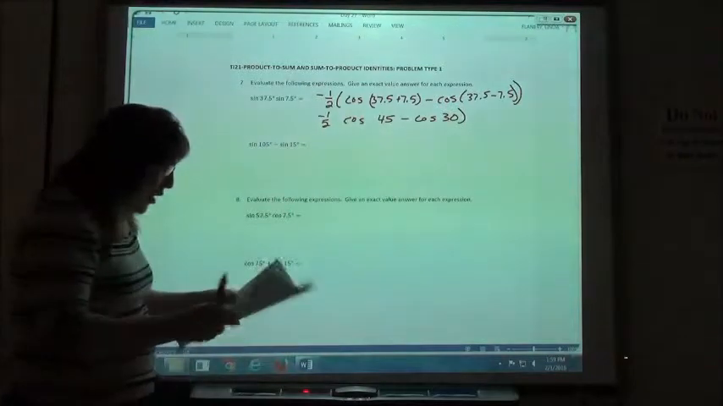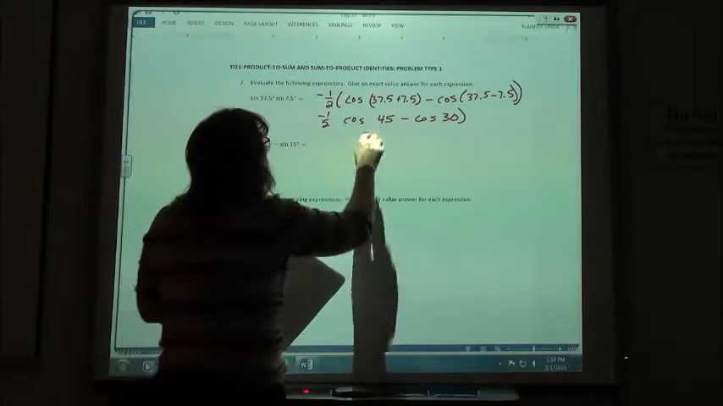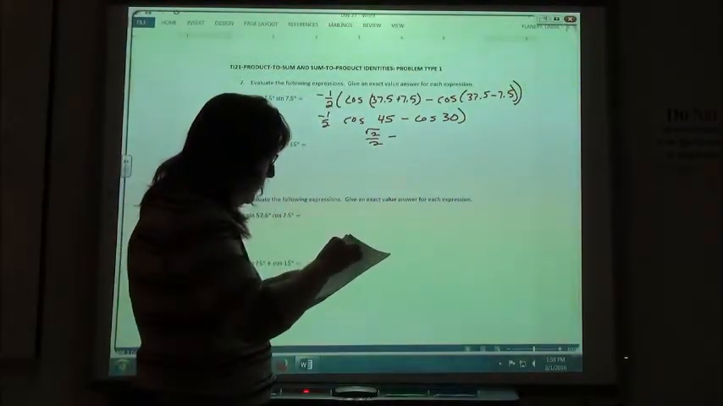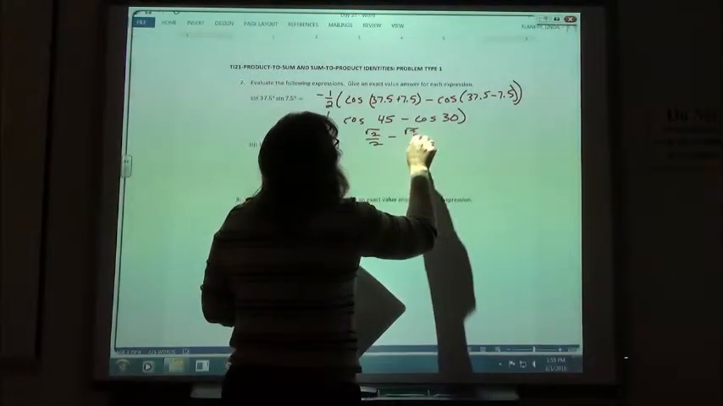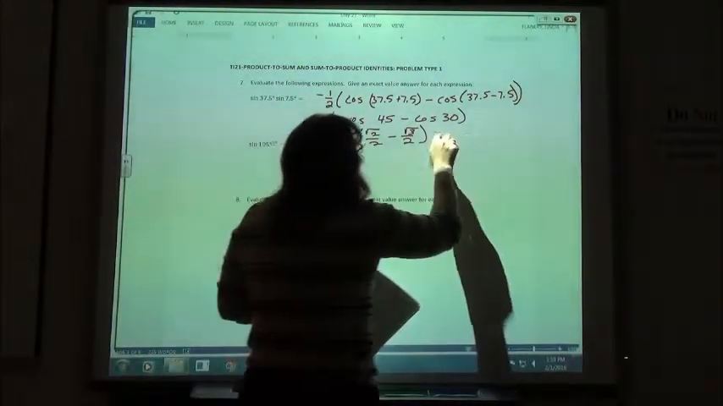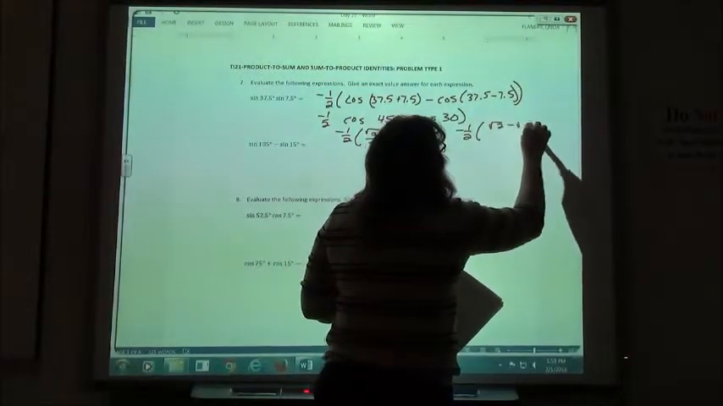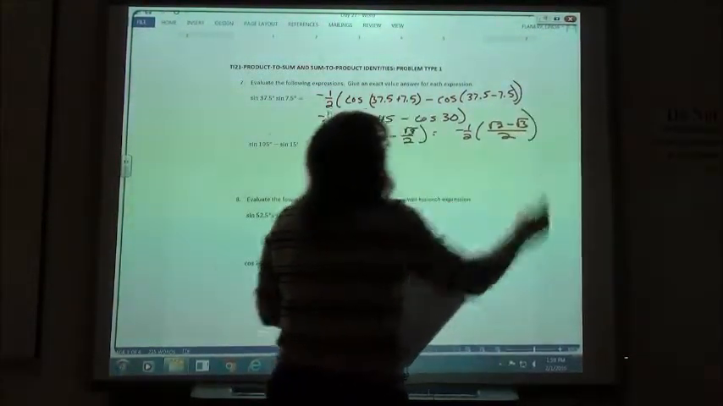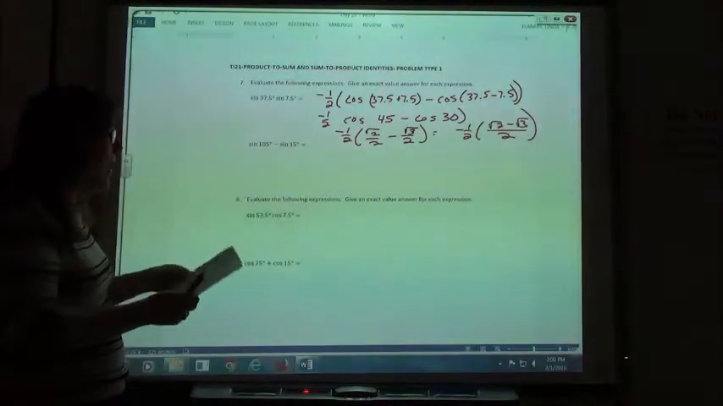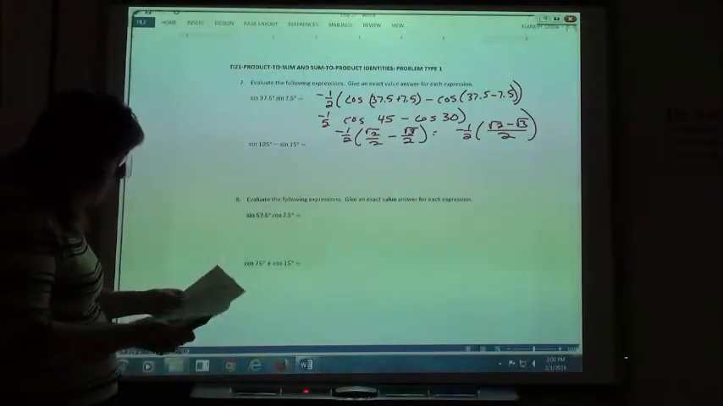So looking up on my chart, cosine of 45 degrees is square root of 2 over 2. Cosine of 30 degrees is square root of 3 over 2. And I have to multiply that by -1/2. And so I'm going to have -1/2 times (square root of 2 minus square root of 3) all over 2. Sneaking that in there. And then when I multiply that out, I'm just going to put a 4 on the bottom. The negative is going to be out in front of your fraction there.